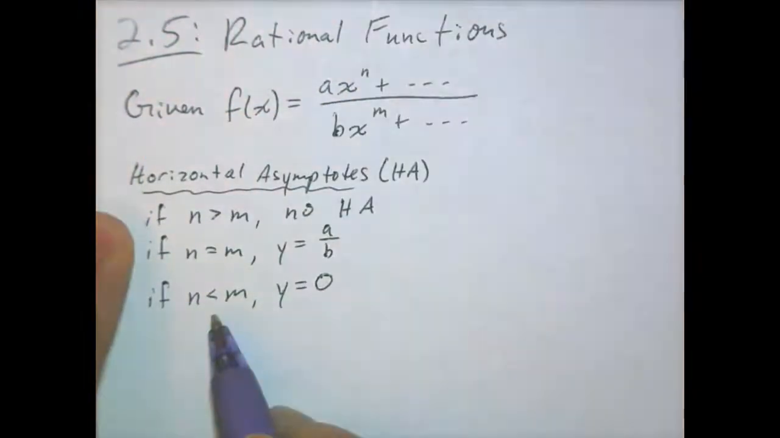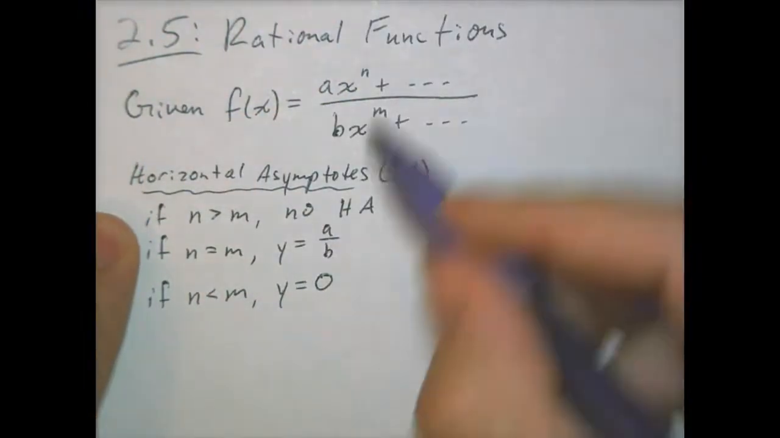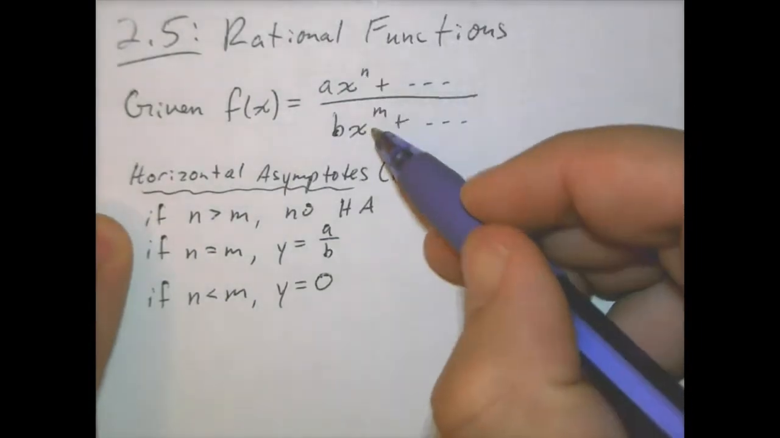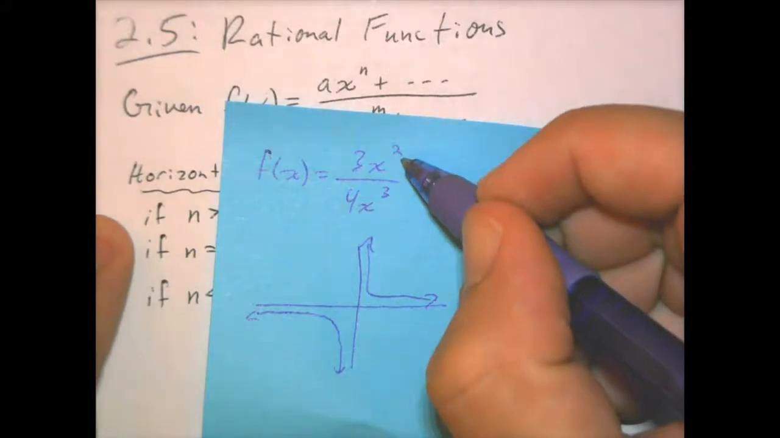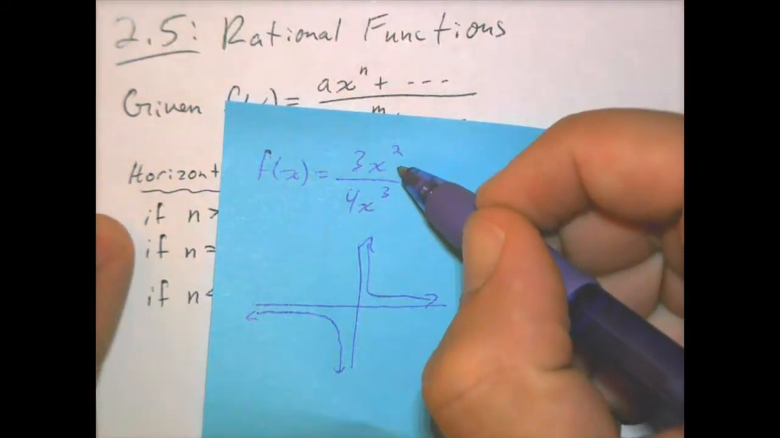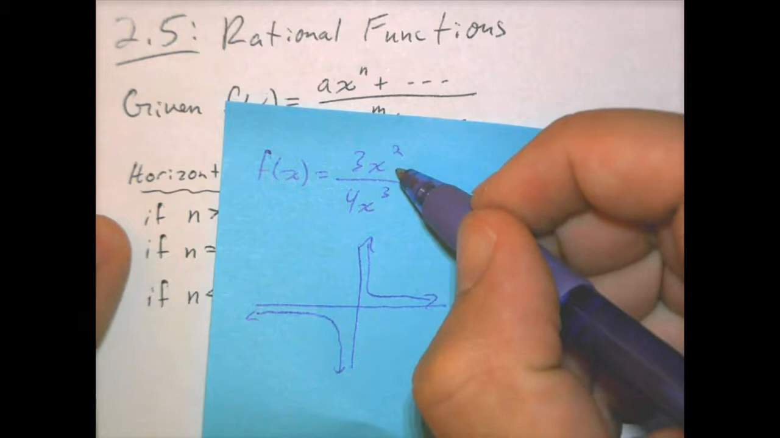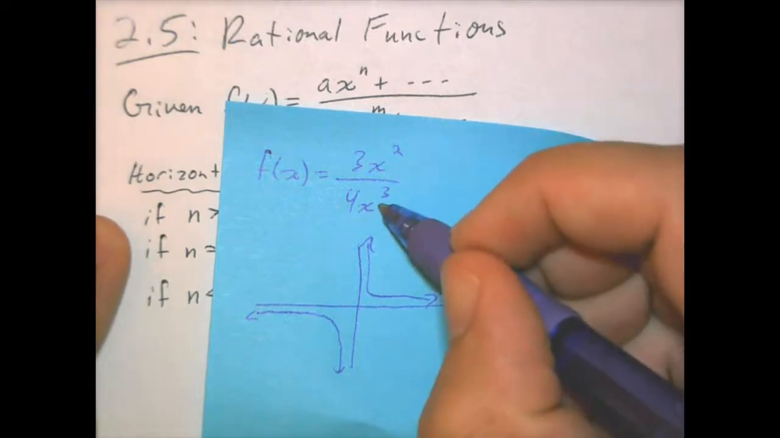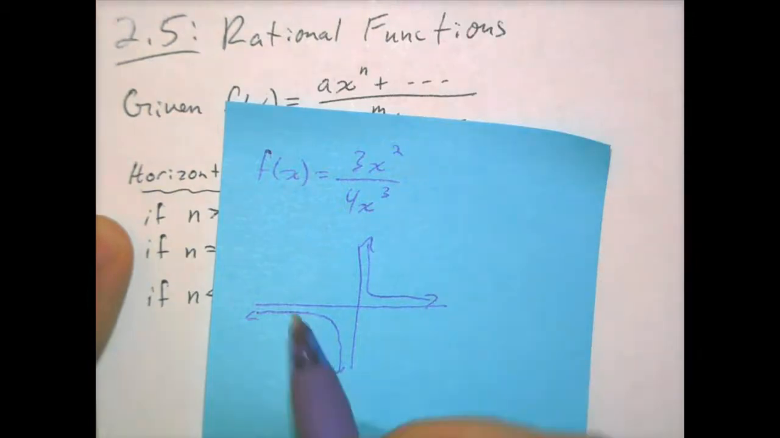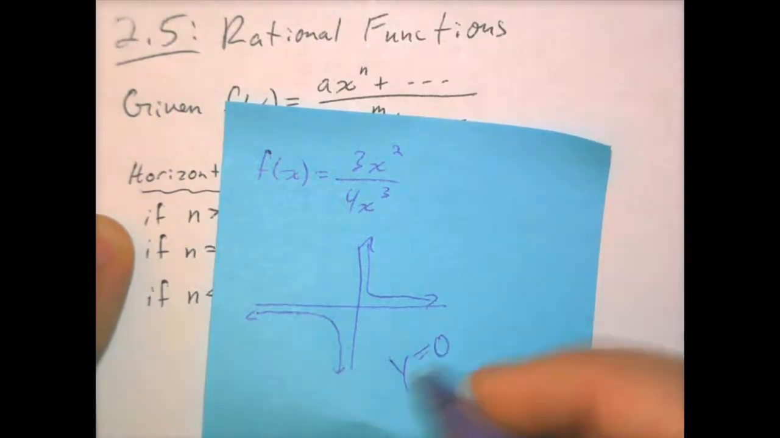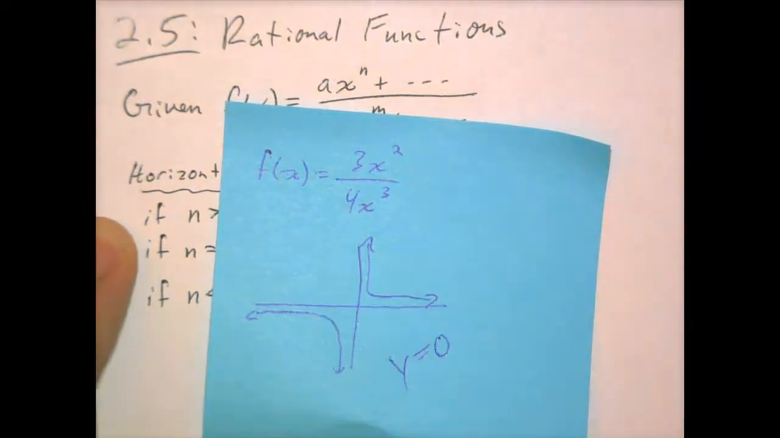If n is less than m, so if our degree on top is lower than our degree on bottom, for instance, the degree in the numerator is squared. The degree in the denominator is to the third power, so the degree in the denominator is larger. Therefore, my horizontal asymptote is y equals 0. And you can see it gets closer and closer to 0 in both directions, but does not ever touch it. Yay! Happy day!